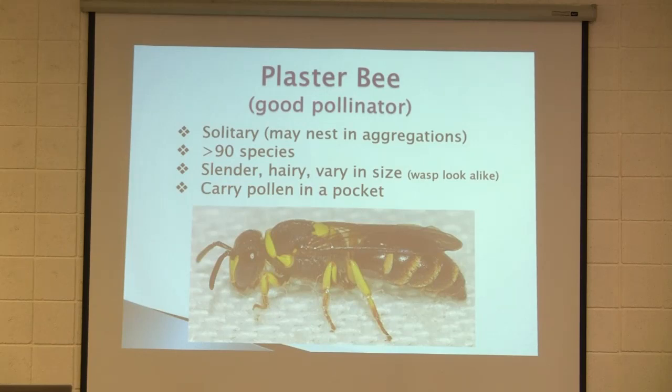This is the bee that people get mixed up with wasps, the plaster bee. They're slender, they're hairy, but they aren't as hairy as your typical bee. And you'll notice their legs are round like a wasp. And that's where a lot of people get a wasp mixed up with the plaster bee. They do have specialized pollen pockets that they carry the pollen with.